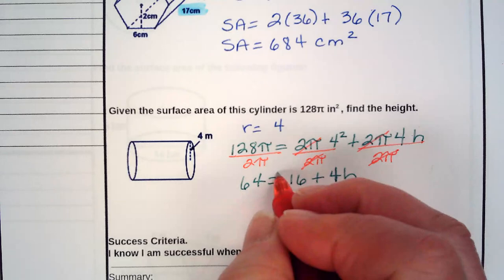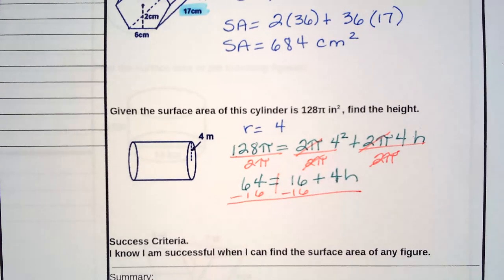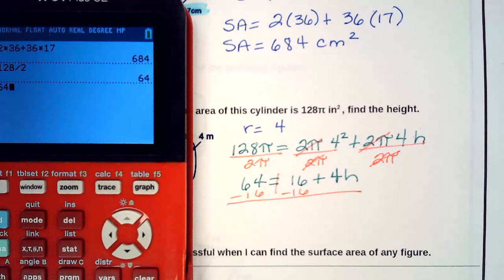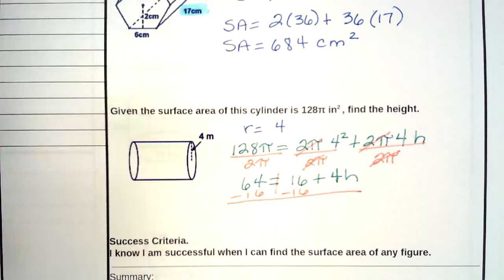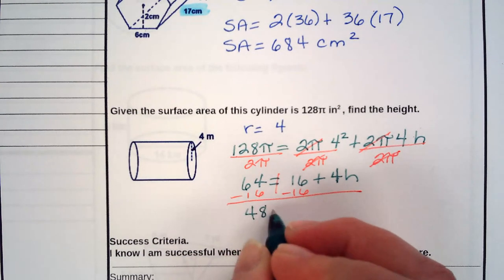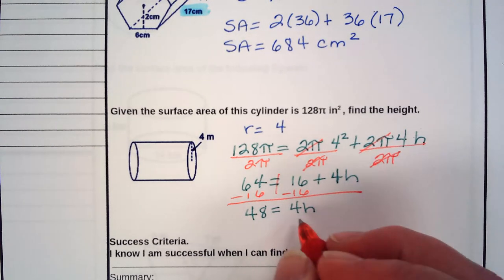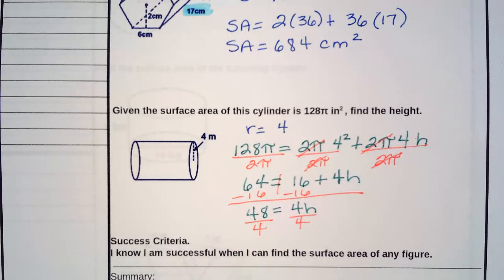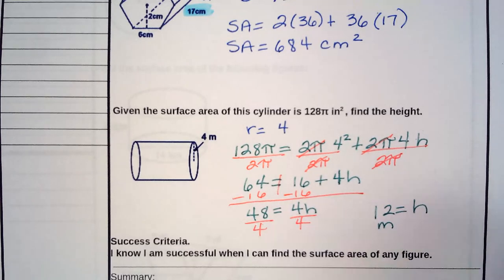So start by subtracting 16 from both sides. 64 minus 16 is 48. 48 is equal to 4h, 4 times my height. Divide both sides by 4, and 12 is equal to my height. And that would be 12 meters.